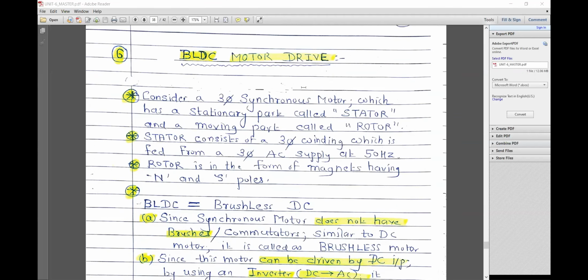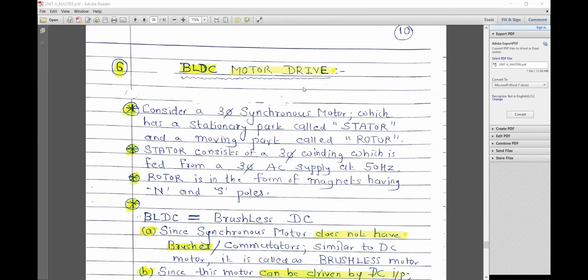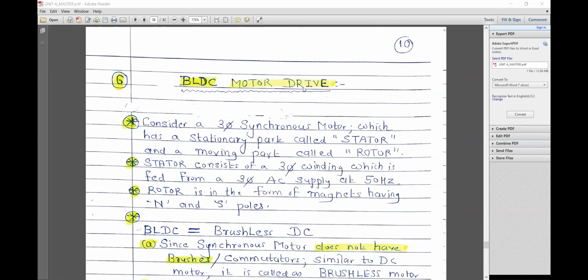Okay sir. So go to BLDC motor drive. So basically BLDC stands for brushless DC motor, and it is nothing new. It is actually a synchronous motor. Okay, but it is a synchronous motor with some add-ons.